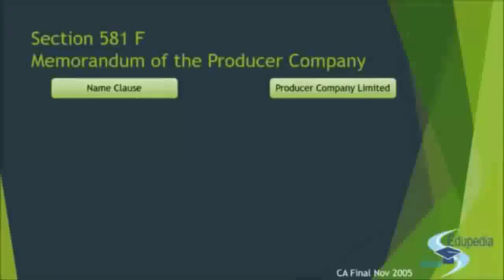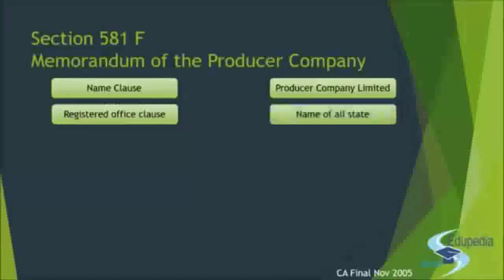The next we have is the registered office clause. Now what does the registered office clause say? In your registered office clause, you will have to name all the states. The memorandum will mention the name of all the states in which the registered office of the producer company is proposed to be situated. Because when you bring out the memorandum, you may or may not have the registered office yet. So wherever you propose, in whichever states, it may be in multiple states, you will have to name all the states in your registered office clause.